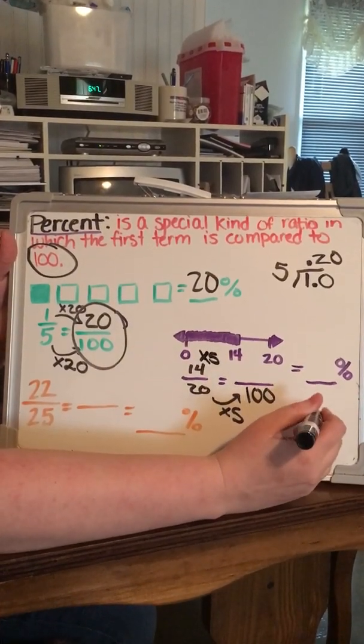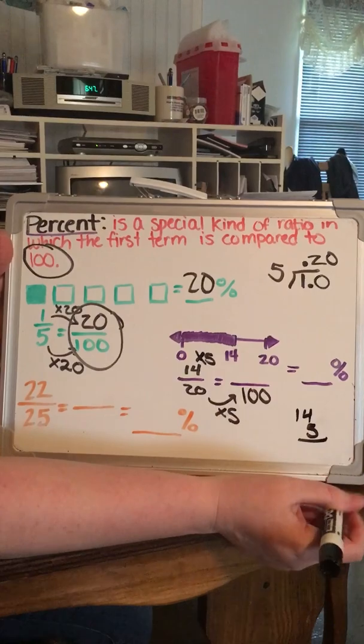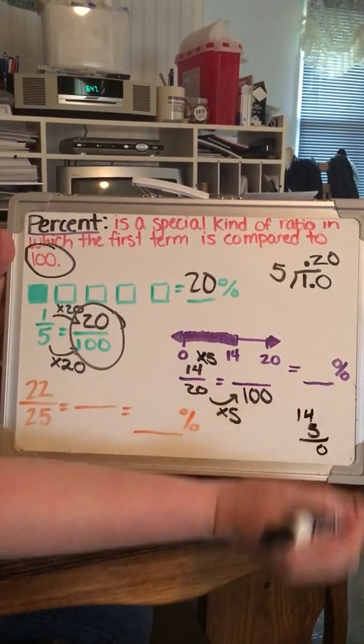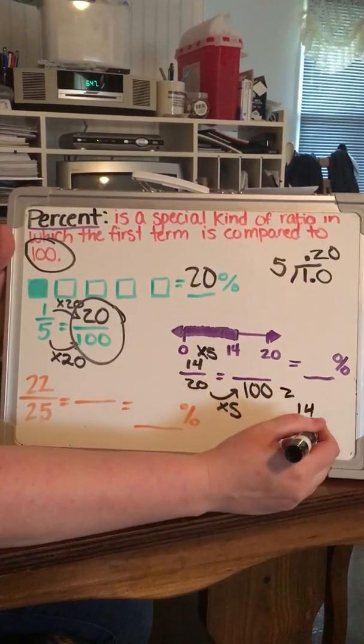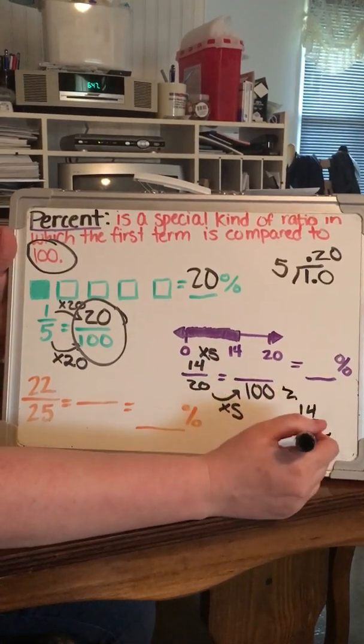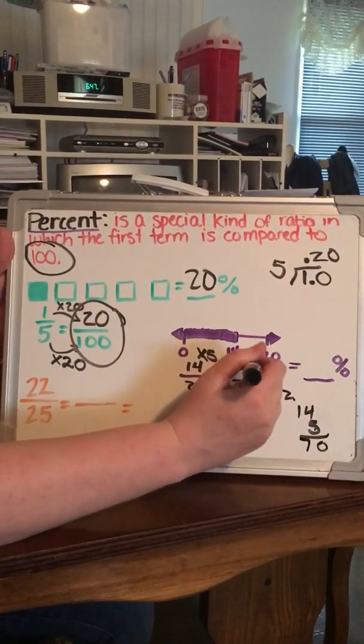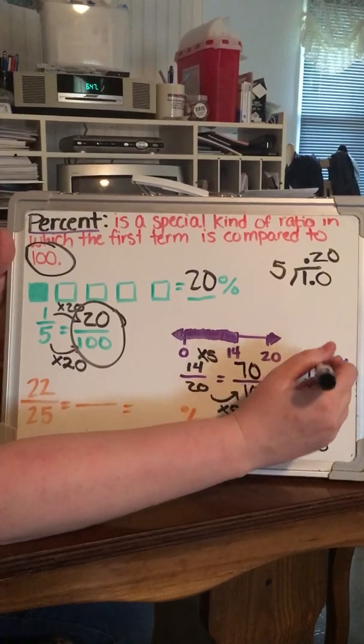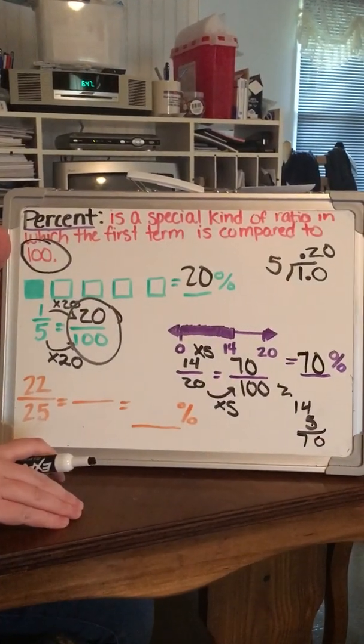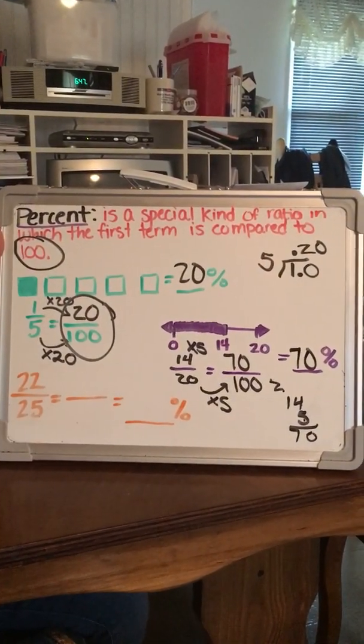So let's do 14 times 5 and see what our percent is. What's 4 times 5? It's 20. What's 5 times 1? 5, 6, 7. Our percent here is 70 out of 100, or 70%. 70 hundredths is 70%. Okay?